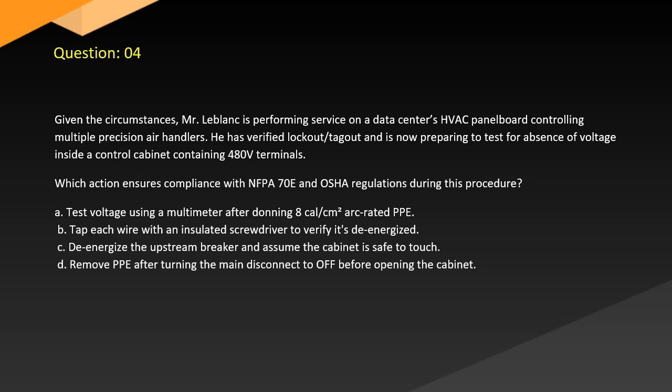A. Test voltage using a multimeter after donning HVACR-grade PPE. B. Tap each wire with an insulated screwdriver to verify it's de-energized. C. De-energize the upstream breaker and assume the cabinet is safe to touch. D. Remove PPE after turning the main disconnect off before opening the cabinet.